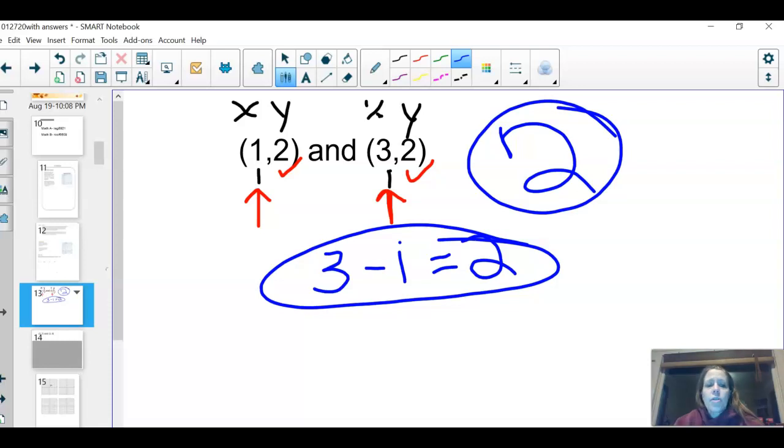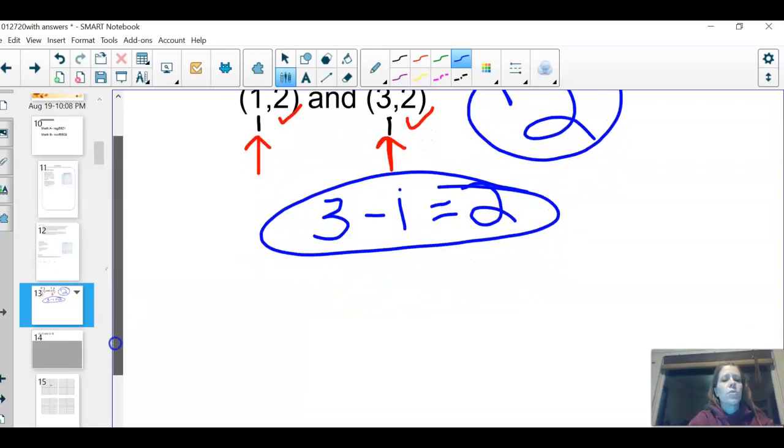Let's go ahead and try another one that's very similar, okay? Same thing, you're going to write what you think in the box.